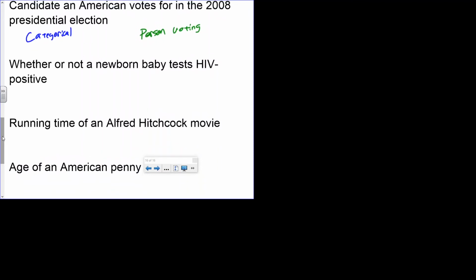Next one, whether or not a newborn baby tests HIV positive. So you either test HIV positive or negative, so that is categorical binary. And that's going to differ for each newborn tested.